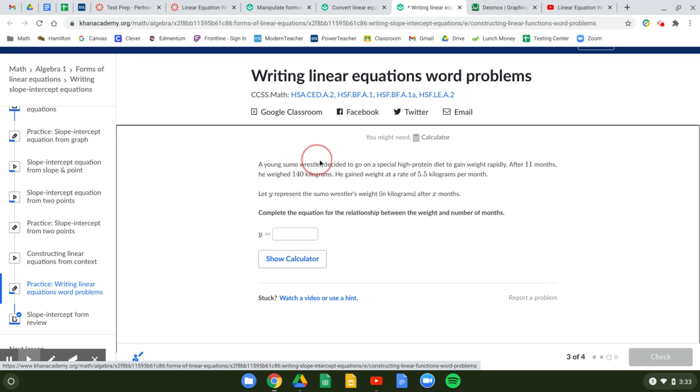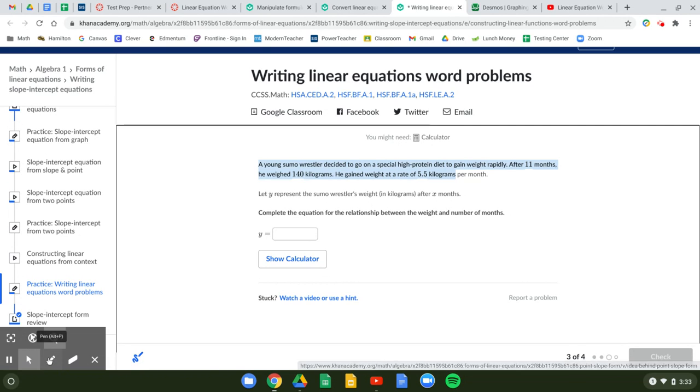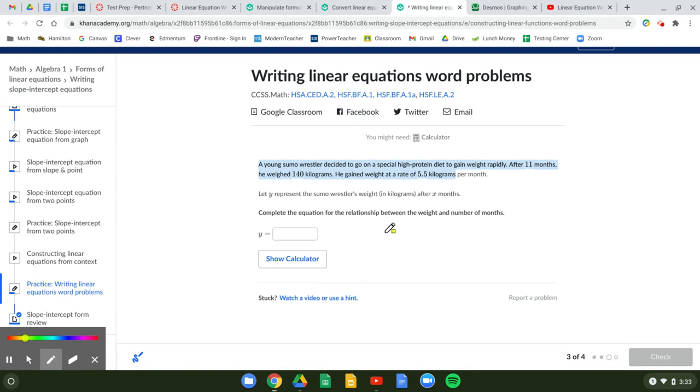A young sumo wrestler decided that he's going on a special high protein diet to gain weight rapidly. After 11 months, he weighed 141 kilograms. He gained weight at a rate of 5.5 kilograms per month. All right, let Y represent the wrestler's weight in kilograms after X months. So what we want is to end up getting Y equals MX plus B, set up like this, where we have a slope and a y-intercept.